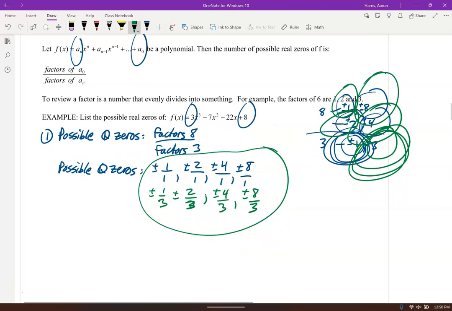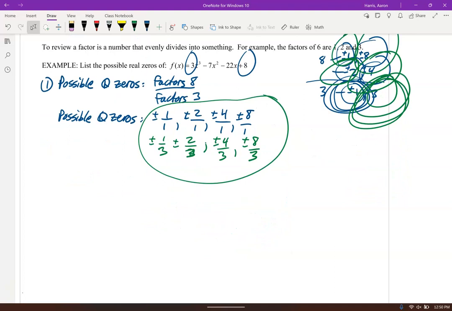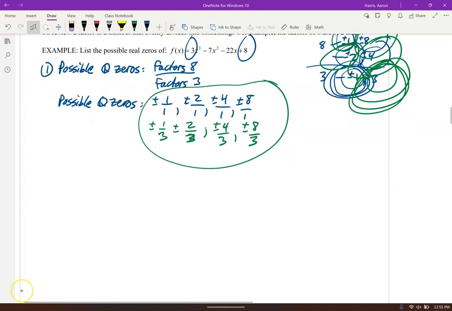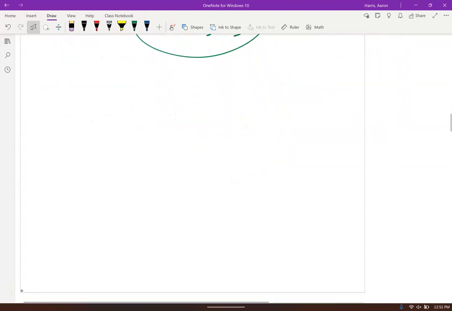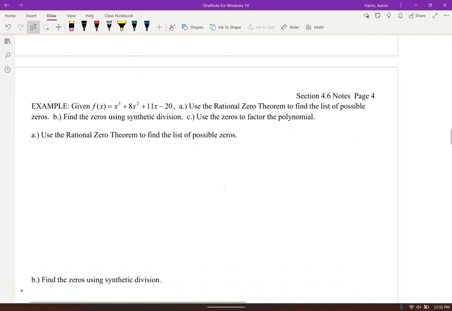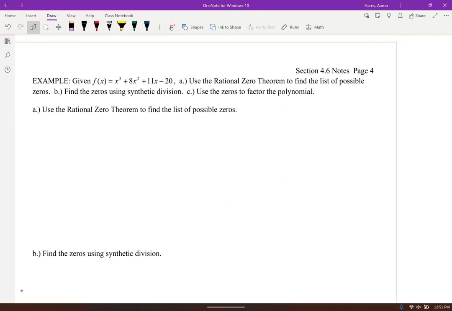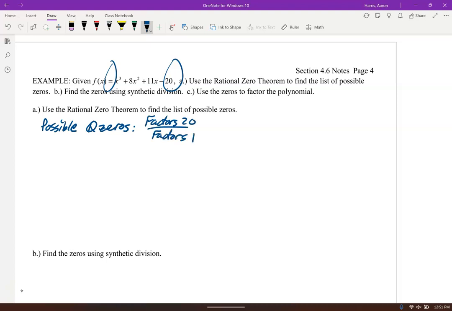On the next one, we're going to use the possible rational zeros to find the zeros. Let's make our list first. Possible rational zeros would be factors of 20 over factors of 1. Factors of 20, you've got 1 and 20, of course, plus or minus, 2, 10, 4, 5. Factors of 1, you just have 1 and 1.